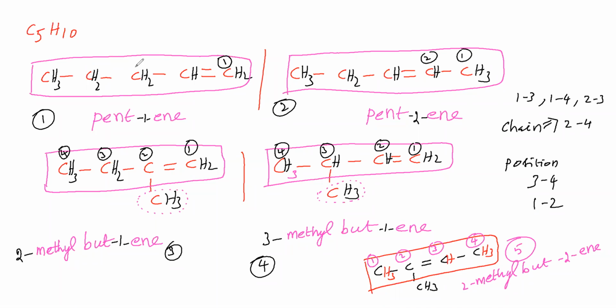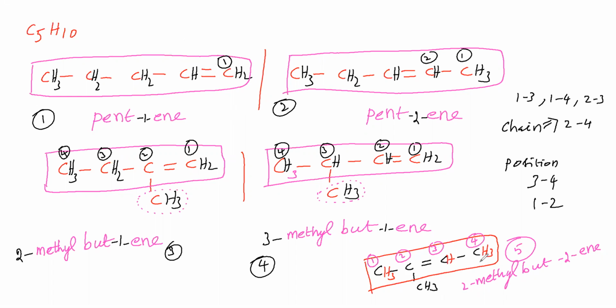Why? Here the parent chain contains 5 carbons, here the parent chain contains 4 carbons. Therefore 1 and 5 are chain isomers. Shall we say 1 and 5 are position isomers? Yes or no? The position of the double bond here is 1, and here it is 2. So the position of the double bond is different. Therefore this first compound and fifth compound are position isomers.